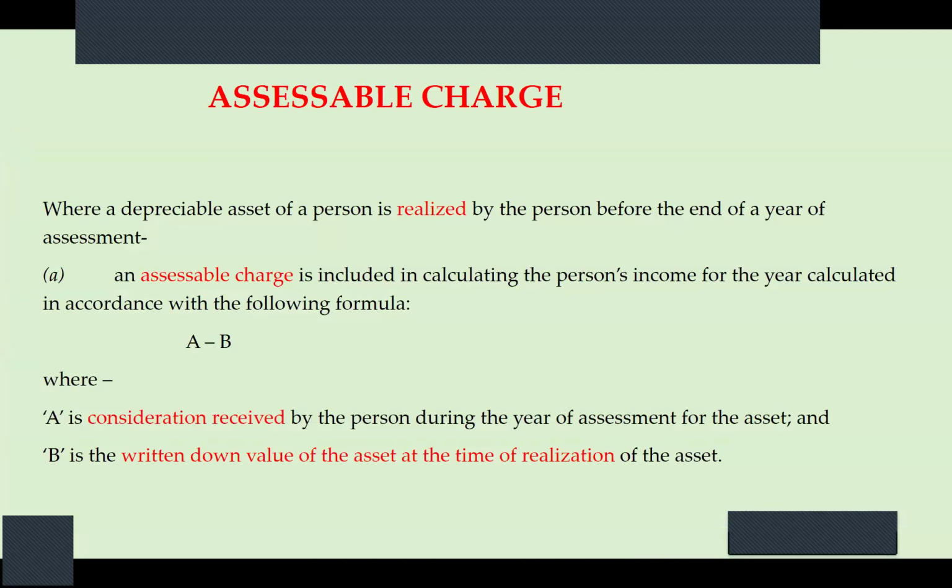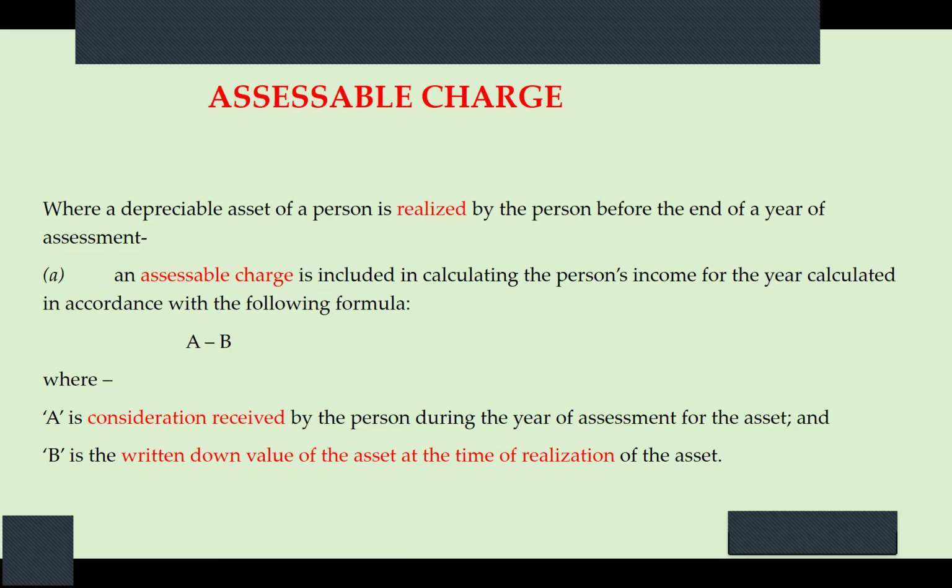Then the next one we can deduct is assessable charge. First one is capital allowance, which also can be deducted. Then we can deduct the balancing allowance and the assessable charge. So what is the meaning of assessable charge?